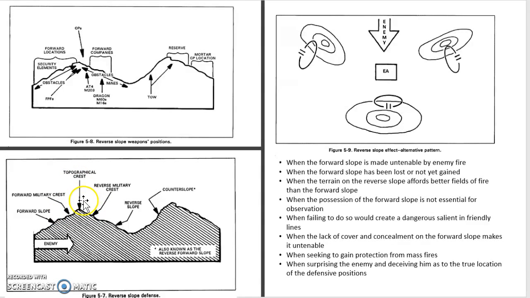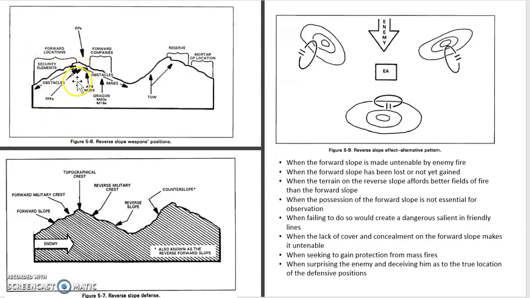Alright, and then here you have the topographical crest, the reverse military crest. Once again, a good area on that hilltop that you can use on the reverse side, meaning the opposite side where the enemy is approaching from. Then you have the reverse slope and then the counter slope. If there's another hill, then this is called the counter slope on the other side.